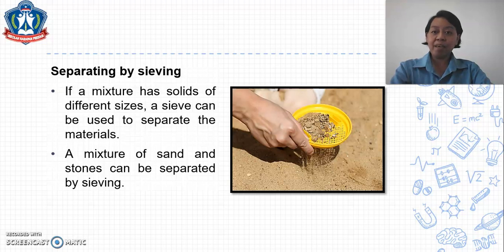Separating by sieving. If a mixture has solids of different sizes, a sieve can be used to separate the materials. A mixture of sand and stones can be separated by sieving. Look at the picture, children. See?